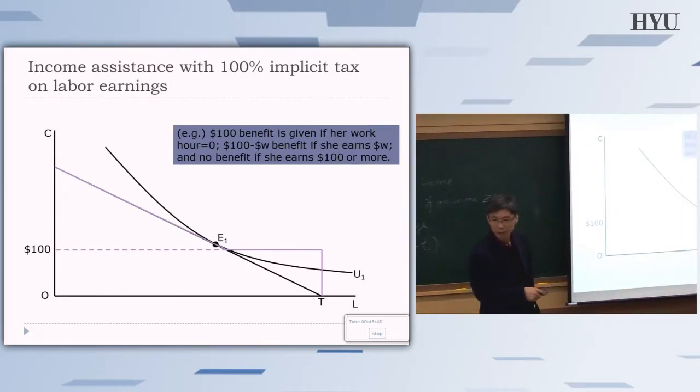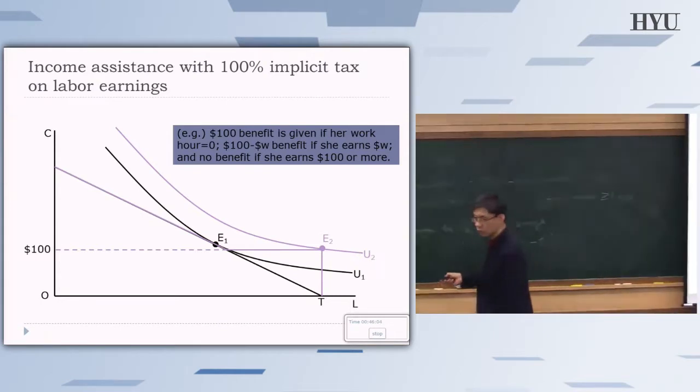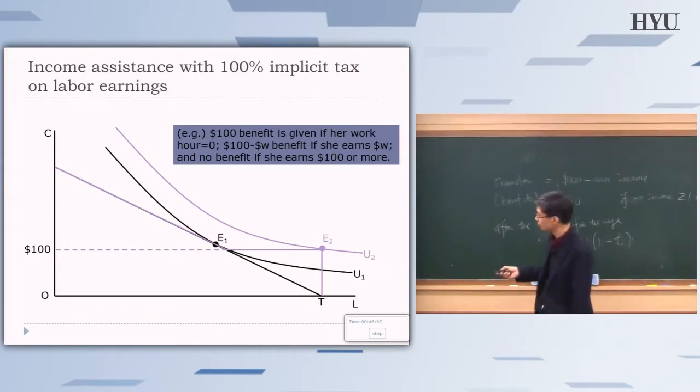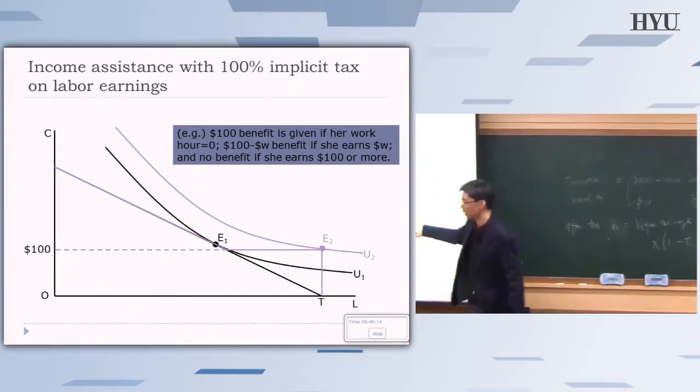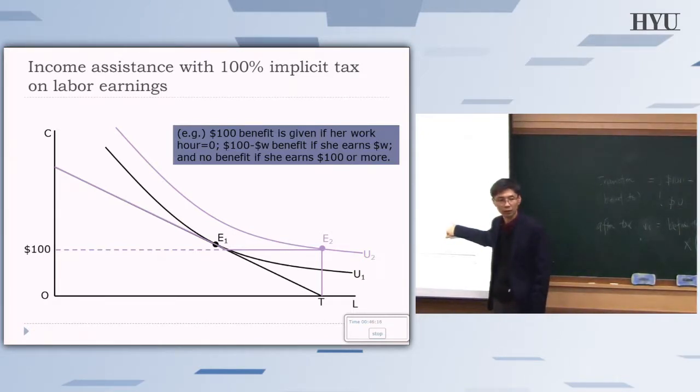Given the budget constraint, she will try to optimize. What is the optimal choice? Is it E1? It's obviously not E1. Because if she doesn't work at all, she will get to the level of U2, which is obviously higher than U1. So she wants that. Her choice would be not working at all. It's not 5 hours. She just stops working altogether.